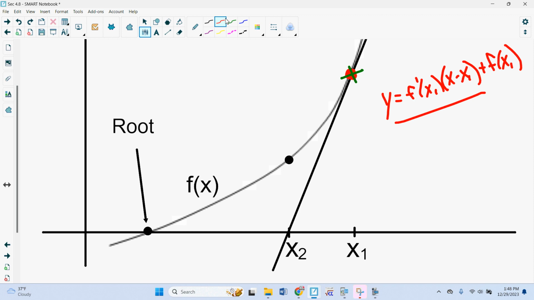So we find that line. Now, once we find that line, that's simple math, we then find where its x-intercept is. And you can see it's moved closer. That gives us this next functional value point.